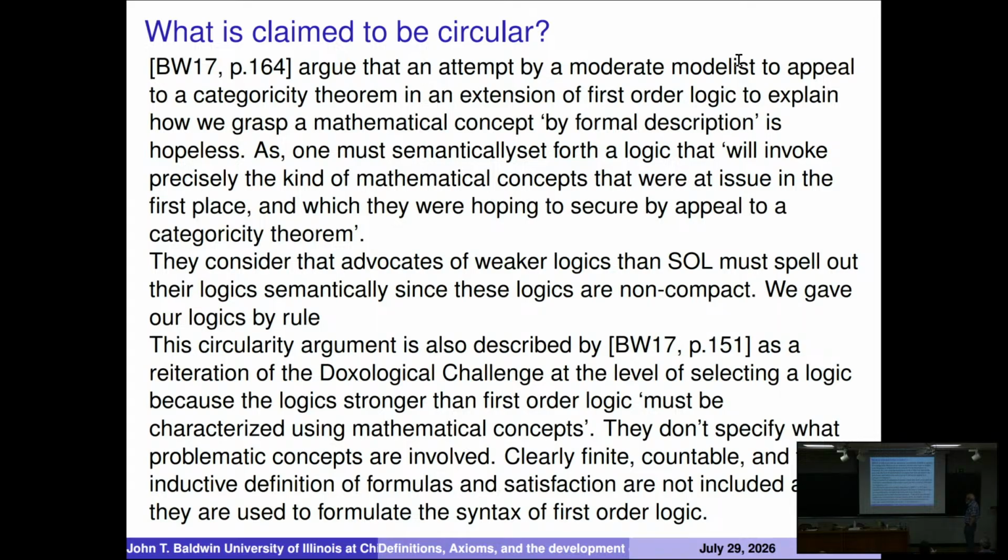They consider that advocates of weaker logic than second-order logic must spell out their logics semantically, since these logics are non-compact. And look, our logic is not given semantically, it's given inferentially.